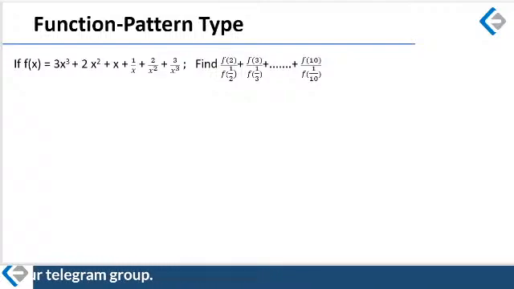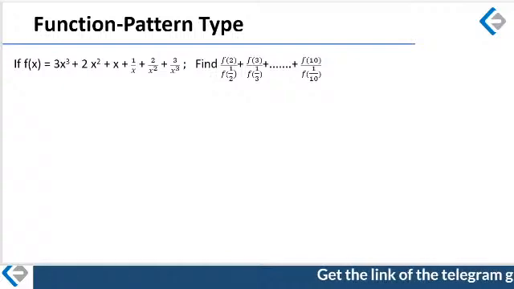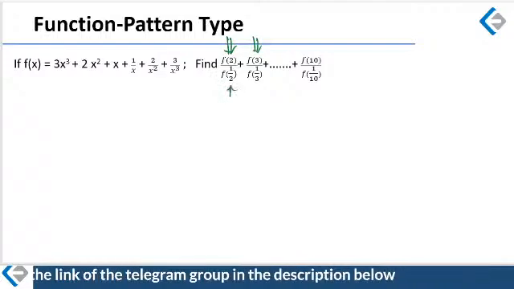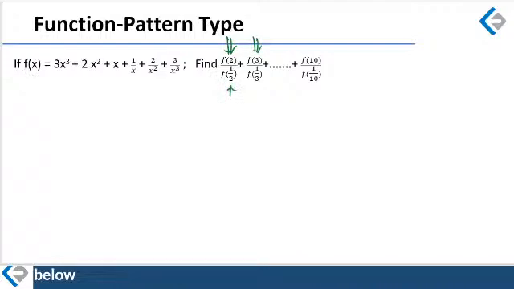Now take the clues. Sometimes you have to get the clues from the question stem as well. What is this here? f of 2 divided by f of 1 by 2, f of 3 divided by f of 1 by 3, which means what? A number and its reciprocal, right? Reciprocal. So a function is given to me. Why don't I find the reciprocal of this particular function?